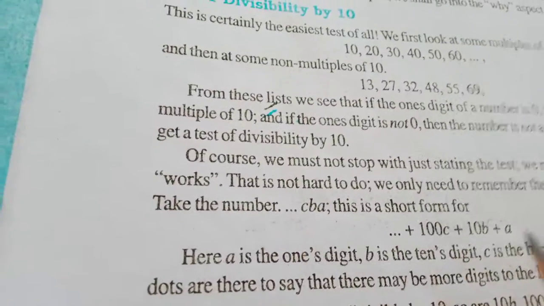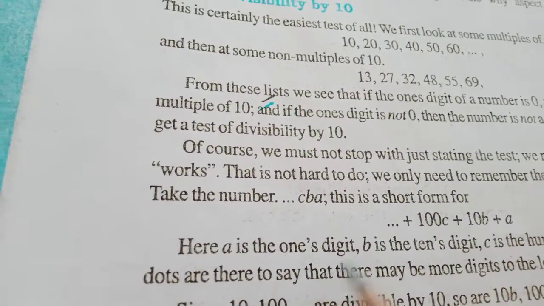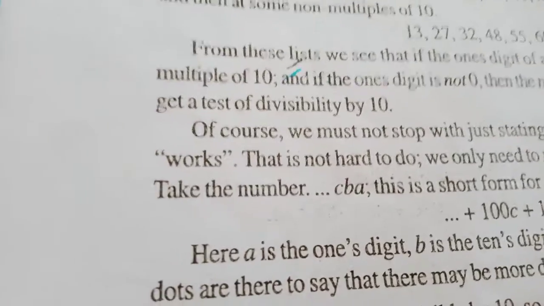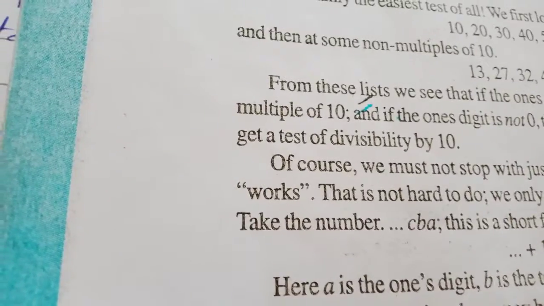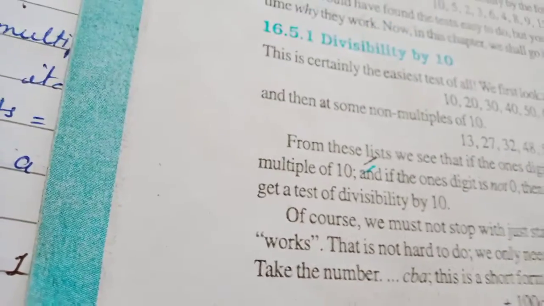So students, what is the divisibility test? When the one's digit is 0, then the whole number is divisible by 10. Like 50, 100, 80, these are divisible by 10.